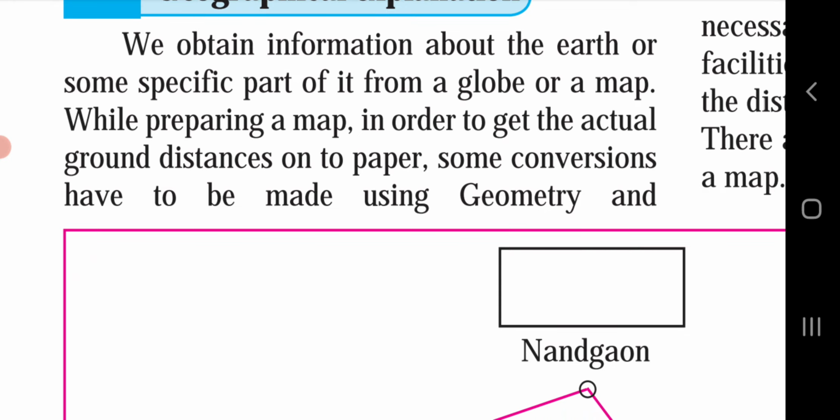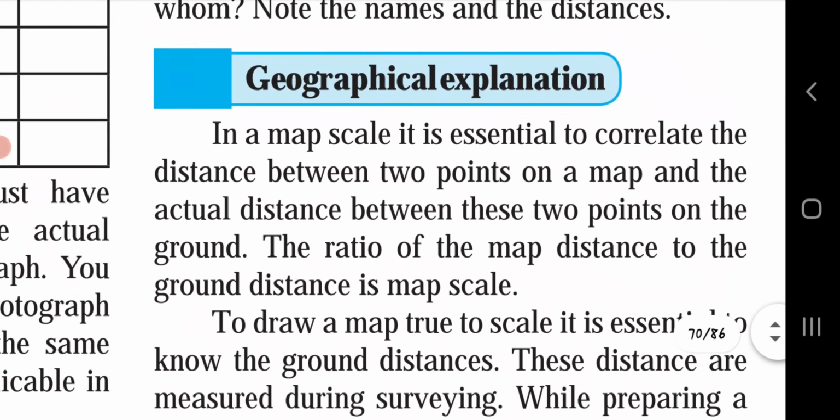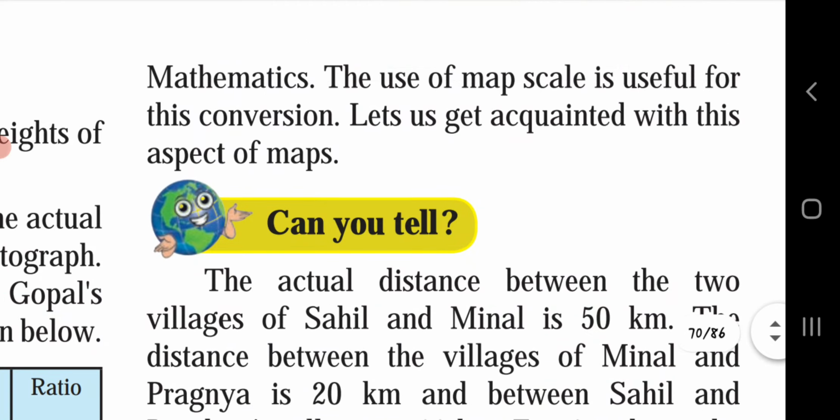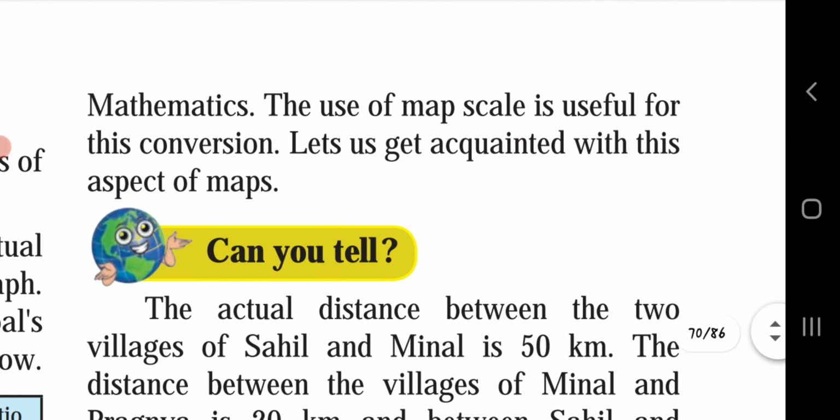We obtain information about the earth or some specific part of it from a globe or a map. While preparing a map, in order to get actual ground distance onto a paper, some conversions have to be made using geometry and mathematics. The use of map scale is useful for this conversion. Let's get acquainted with this aspect of maps.